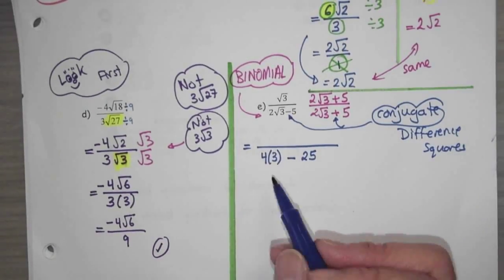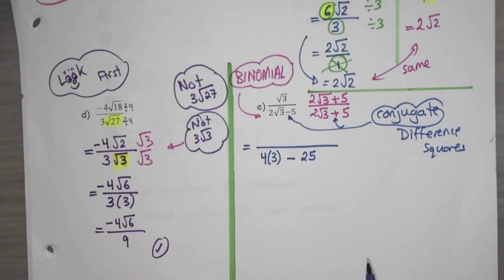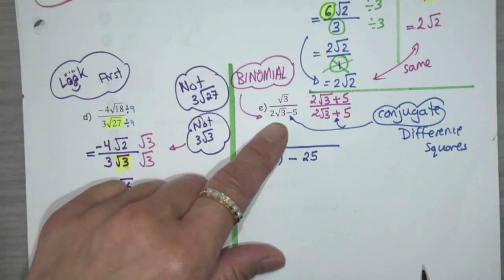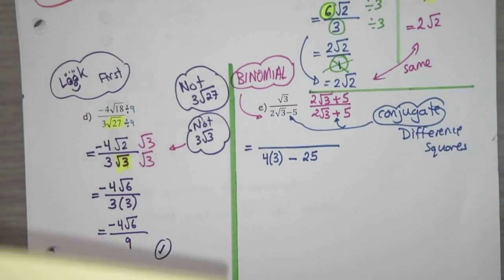Now, what do I do? Did I get rid of the root on the bottom? Did I succeed in making this not irrational? I can't multiply by just root 3. Some people go, can't I multiply by root 3? What happens if you multiply by root 3? I always get that question.